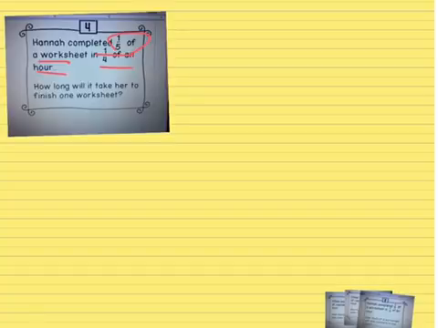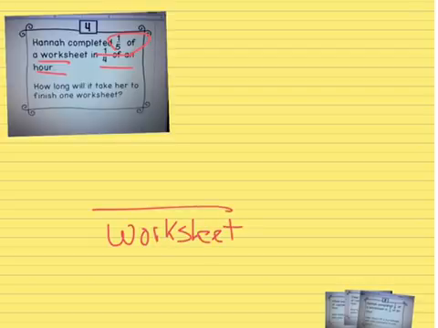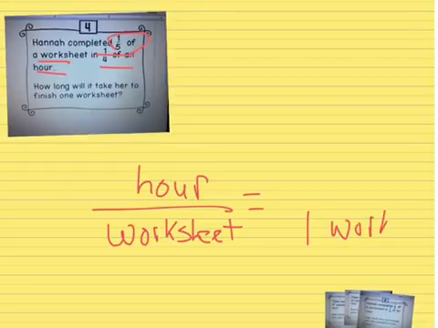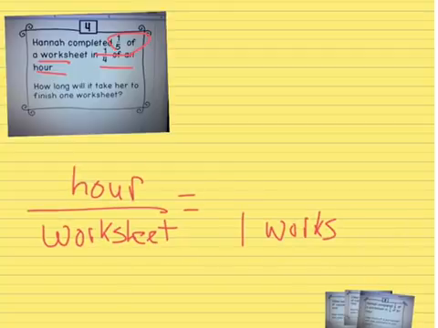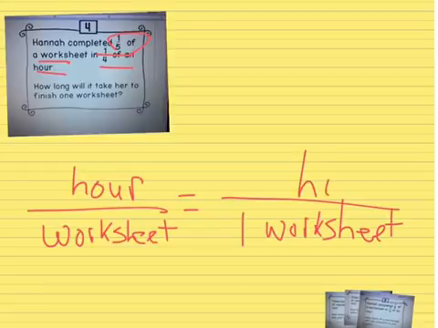So I'm going to set up my ratios. Worksheet goes on the bottom because I'm trying to find one of it, and then how long, and we're measuring that in hours, so hours goes on top. And I know I'm going to have another ratio that I'm trying to find, my unit rate of one worksheet. And hours would be on the top of this ratio too.